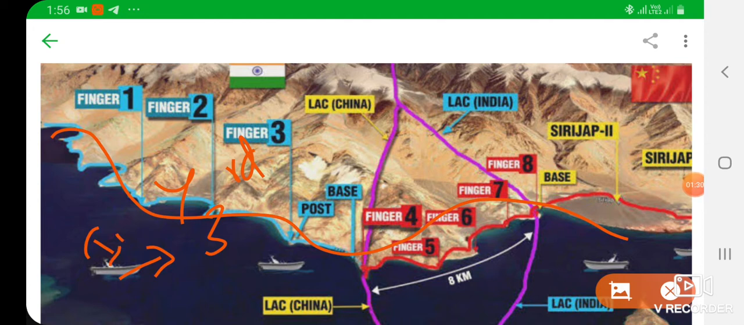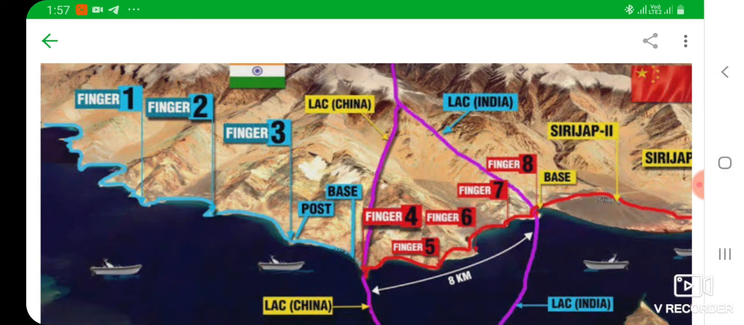If it is divided into three parts, 1/3 is for India and 2/3 of the total portion of the lake is for China. So that is how this complete lake is divided between India and China.